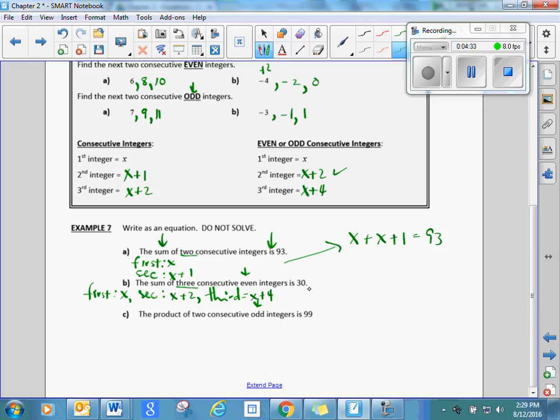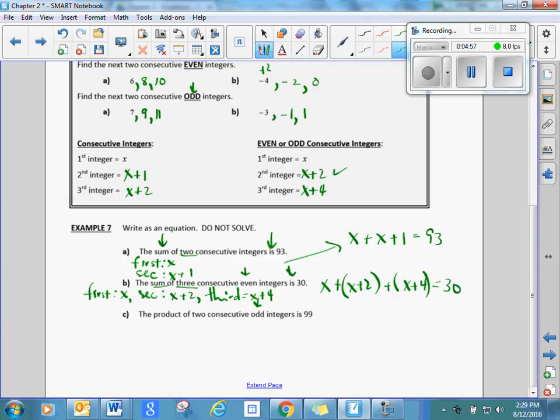Now we can write our equation. Again, we're using the word sum. There's the math operation of addition. There's our is. So we're going to write the first one plus the second one plus the third one. And you don't need to put parentheses, but if it helps you to see that you've identified all of the consecutive integers, you might want to go ahead and do it.